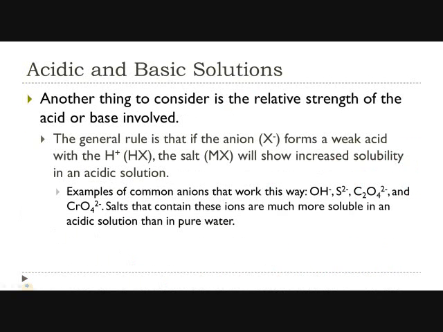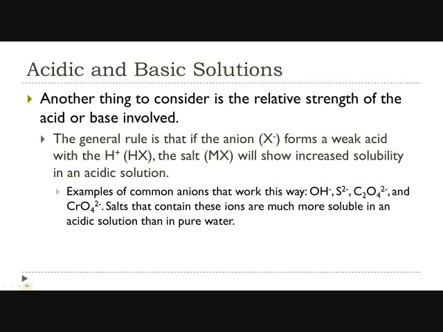Okay, so another thing to consider is the relative strength of the acid or base involved. We have strong acids and weak acids, and strong bases and weak bases. That's in a later unit, but we've talked about that a little bit. Strong acids and strong bases completely ionize, completely dissolve, and weak ones only partially. So they're the ones that actually have the solubility, or the Ksp kind of thing.